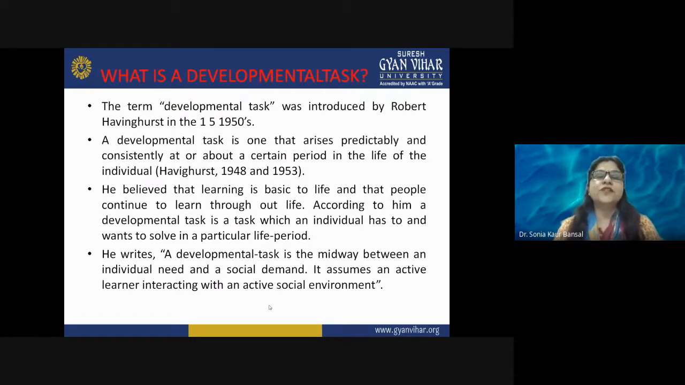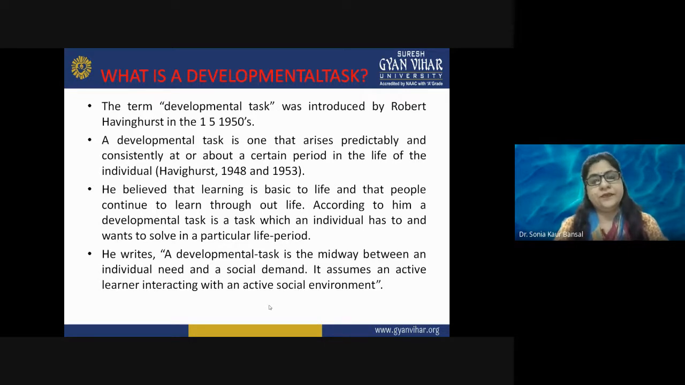Now let's understand first of all what a developmental task is. The term developmental task was introduced by Robert Havighurst in the 1950s. A developmental task is something that arises predictably and consistently at or about a certain period in the life of an individual. He talked about this in 1948 to 53.